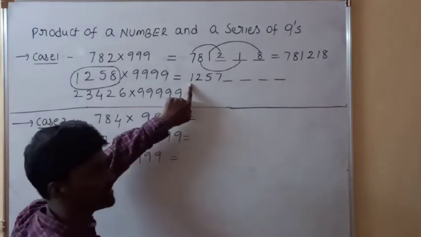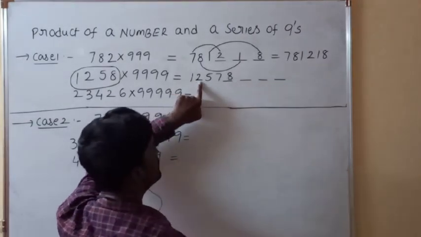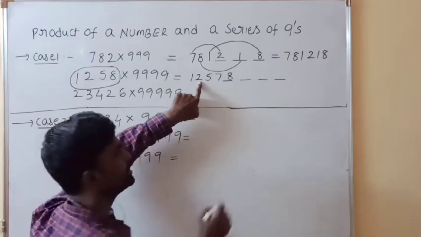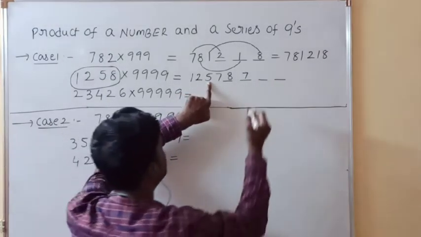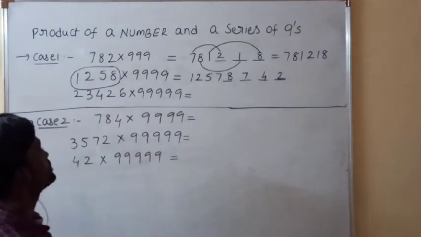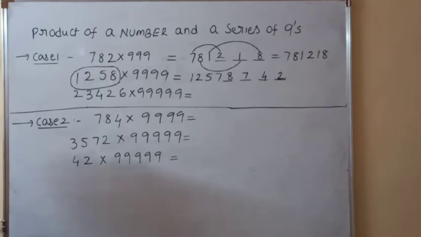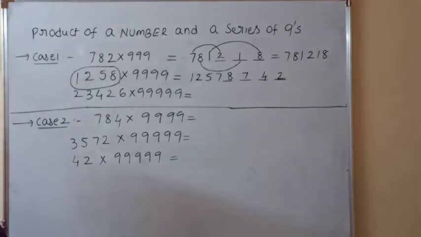Here the first digit is 1. 1 plus how much is 9? 8. Next, the second digit is 2. 2 plus how much is 9? 7. Next, 5 plus how much is 9? 4. Next, 7 plus how much is 9? 2. So 1258 into 9999 is equal to 12578742.